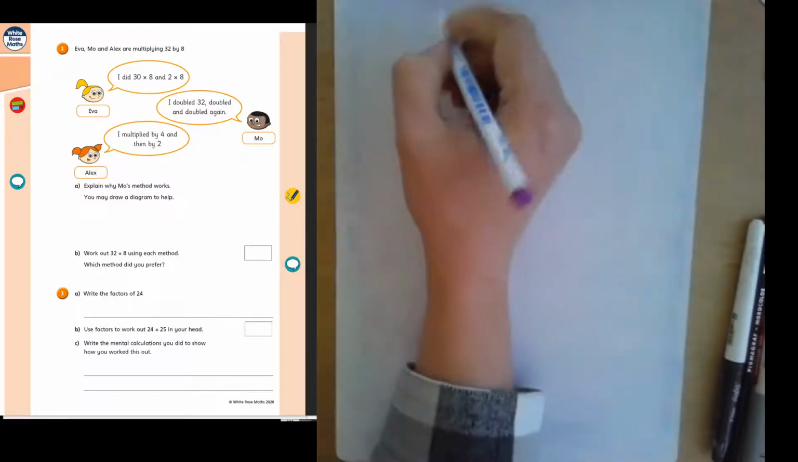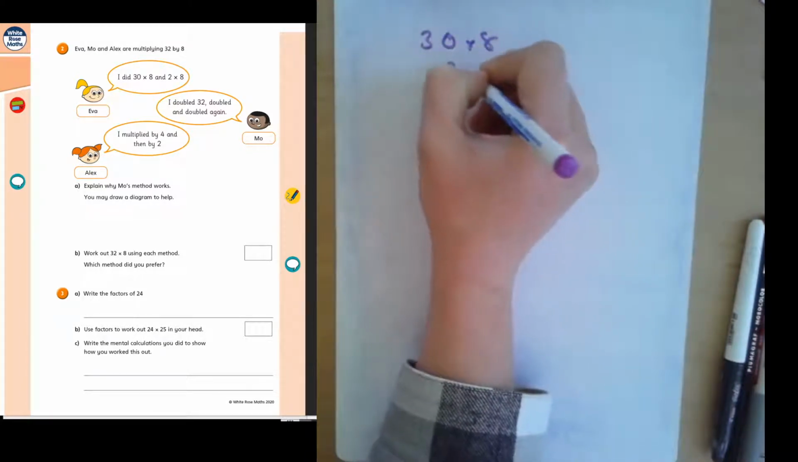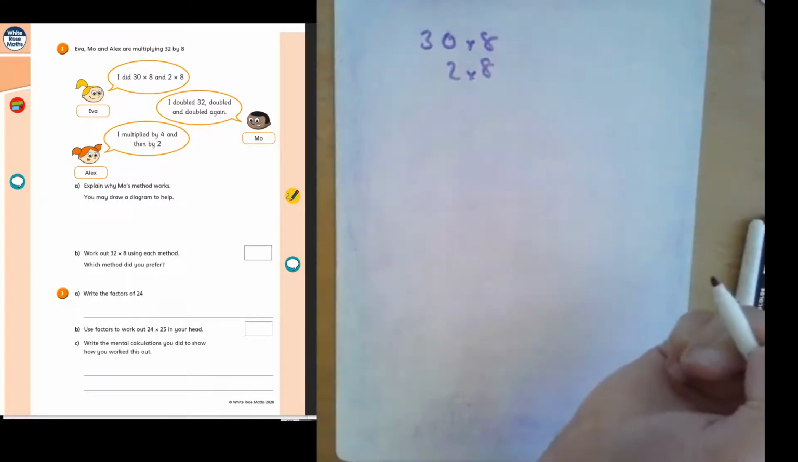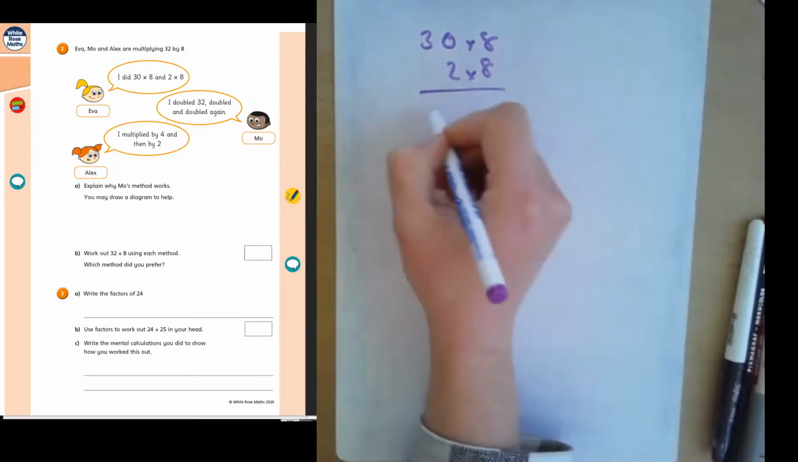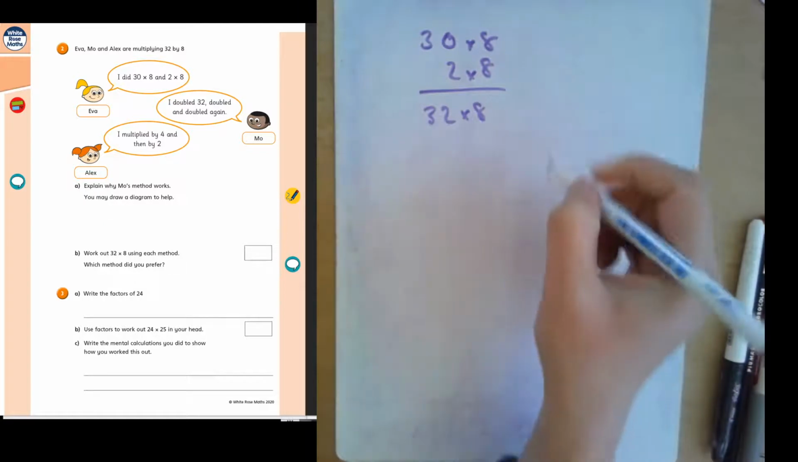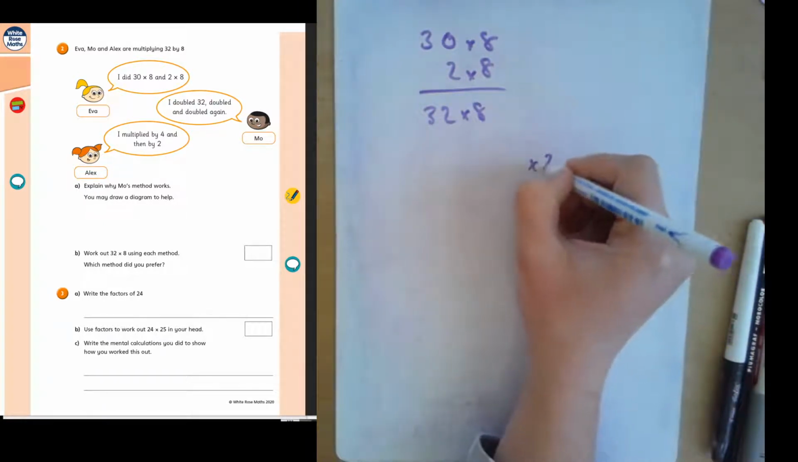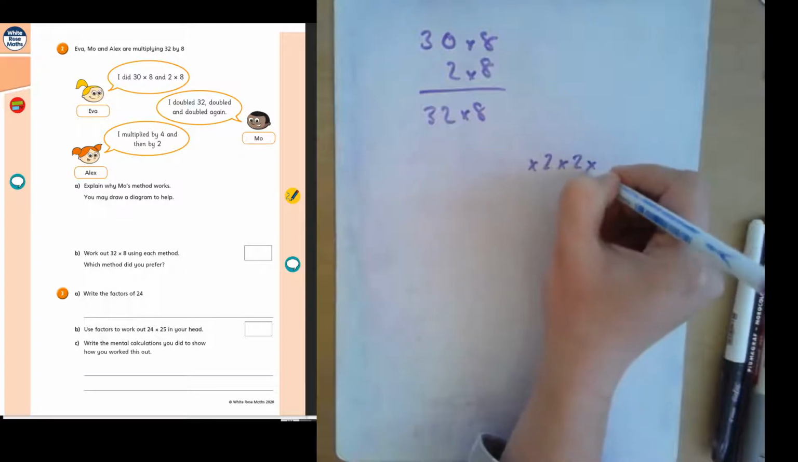So Eva is saying, to make 32 times 8, I'm going to do 30 times 8 and 2 times 8. Altogether this makes 32 times 8 once I add them up. So Eva's method is perfectly fine. Mo's method is he's going to double, then double, then double.